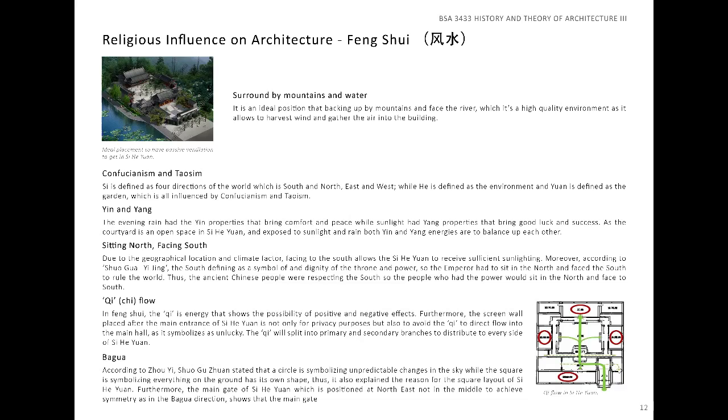The evening rain has yin properties that bring comfort and peace, while sunlight has yang properties that bring good luck and success. As the courtyard is an open space in Siheyuan and exposed to sunlight and rain, both yin and yang energies balance each other.